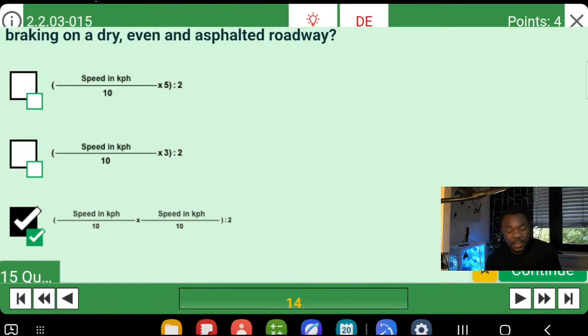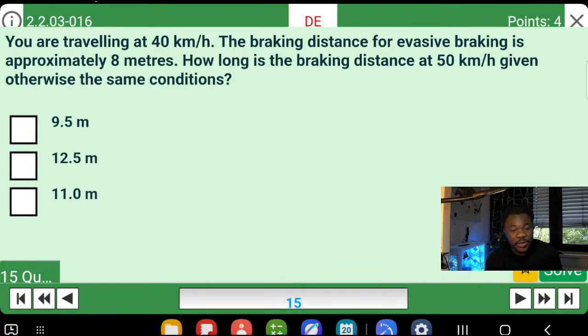We are going to have a question right after this, which will show us how to use this formula. Okay, so this is the question. They're telling us you are traveling at 40 kilometers per hour. The braking distance is approximately 8 meters. So that is done, they already told you the answer for the speed of 40 kilometers per hour. Now they're asking how long is the braking distance at 50 kilometers per hour, given otherwise the same conditions? What condition are they talking about? The condition at which you were braking, which is what? The evasive braking.